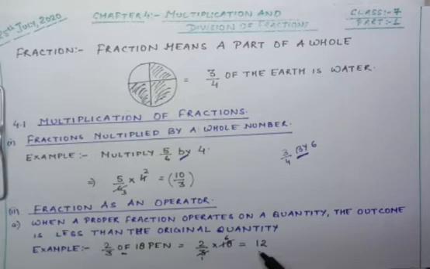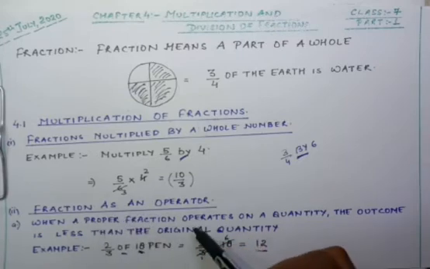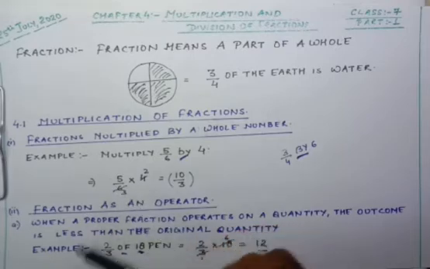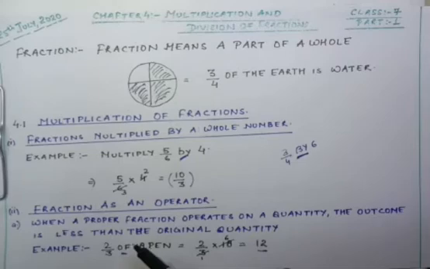Over here you can see that when a proper fraction operates on a quantity, the outcome is less than the original quantity. The original quantity is 18, but the final quantity is 12. It is less than the original quantity. When a proper fraction, what is a proper fraction? Numerator is less than denominator. I hope this much is clear to everyone.